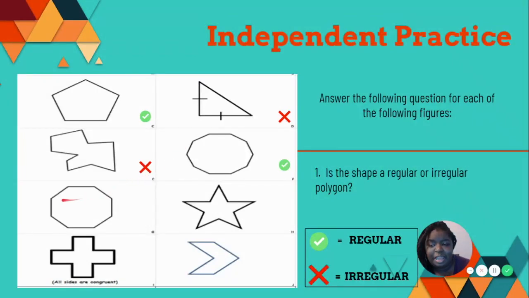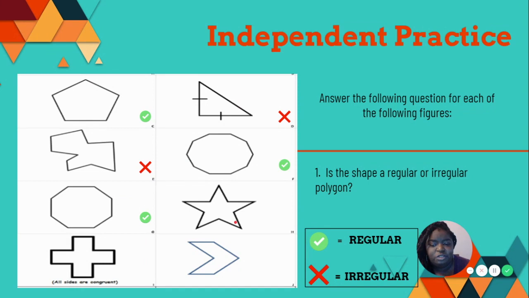Moving on to our next shape. Once again, we're going to count and see how many sides we have. 1, 2, 3, 4, 5, 6, 7, 8. So here we have an 8-sided shape, which is also called an octagon. Is that a regular or irregular polygon? It is a regular polygon.